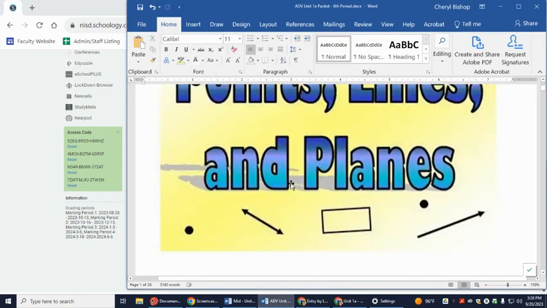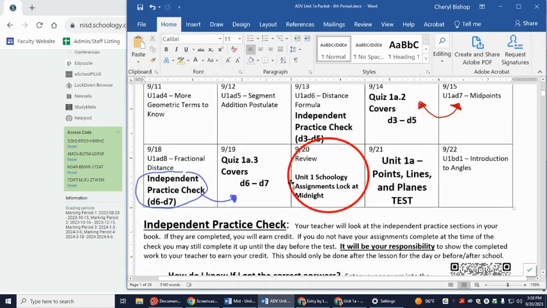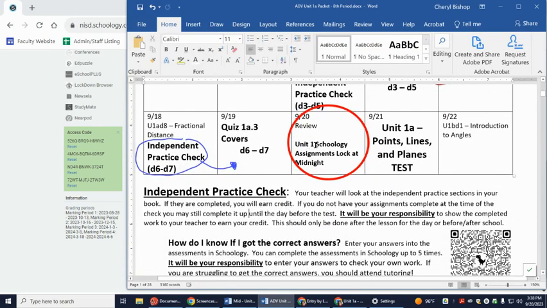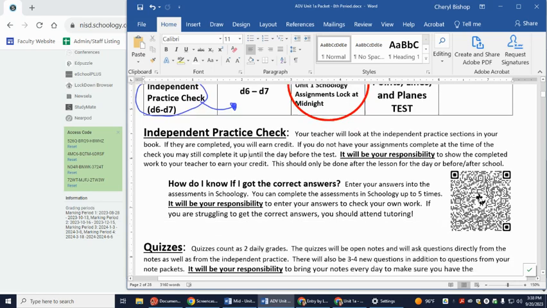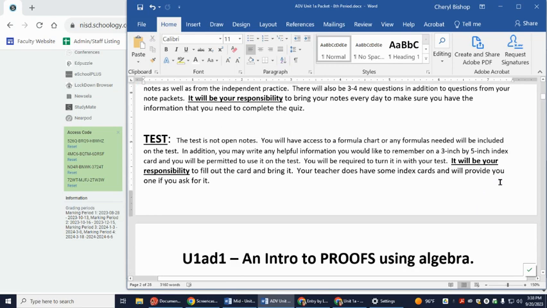So when we look in our packet, we can see today we're going to work on this review, and all the Schoology Unit 1 assignments will lock at midnight, and then tomorrow we'll take our test. Don't forget, on the test, it's not open notes. You do have access to a formula chart if you need one. The really only formula that you're going to need is the distance formula, and that's on the test.